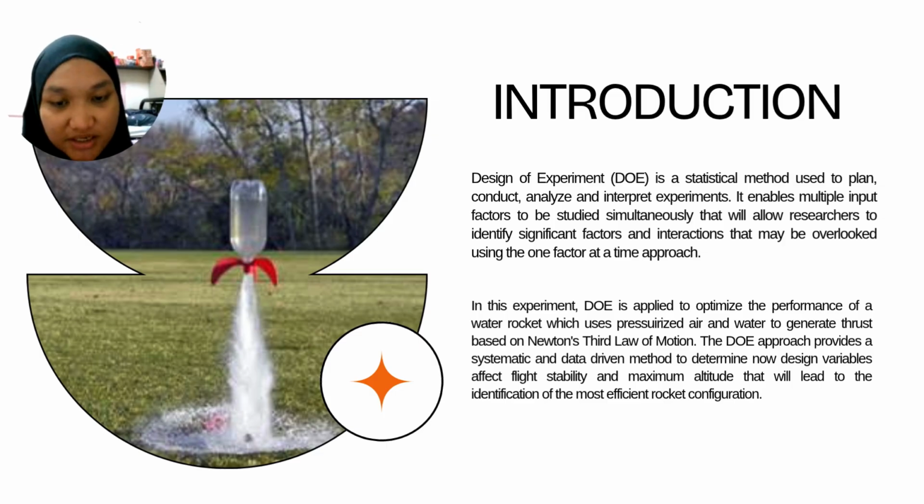In this experiment, DOE is applied to optimize the performance of a water rocket, which uses pressurized air and water to generate thrust based on Newton's third law of motion. The DOE approach provides a systematic and data-driven method to determine how desired variables affect flight stability and maximum altitude, which will lead to the identification of the best rocket configuration.